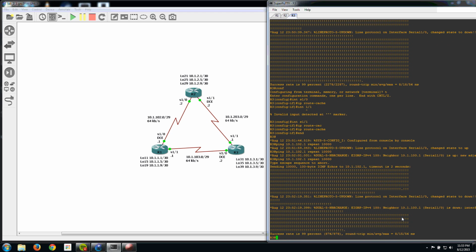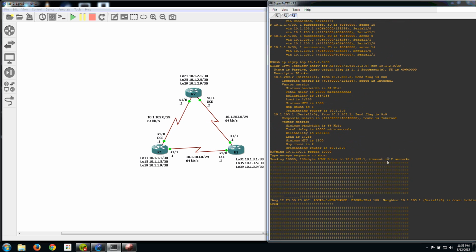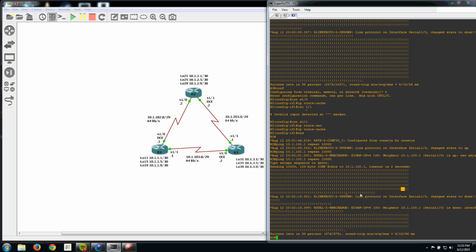Cache up those routes. That way if it happens to blip, we only have just one little blip instead of... How many pings did we lose here? 1, 2, 3, 4, 5, 6, 7. Looks like we lost 8 pings with the IP route cache disabled versus only 1 with it enabled. Good thing to have.